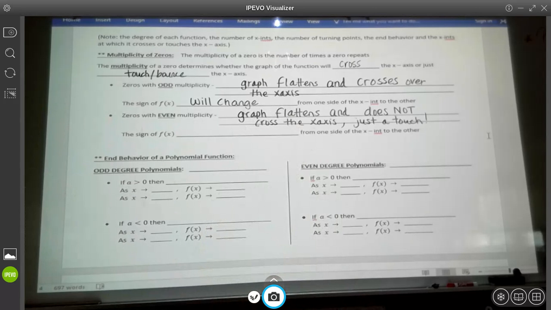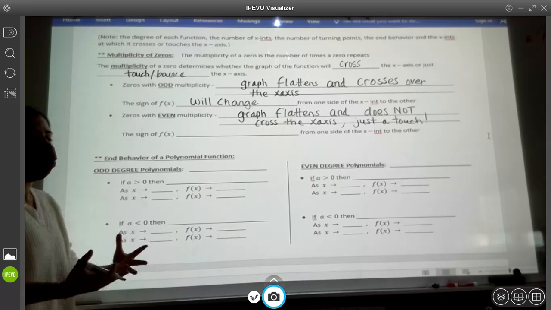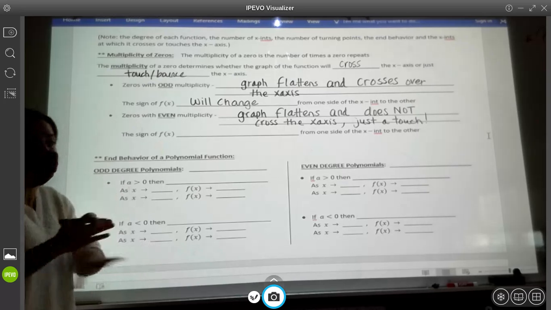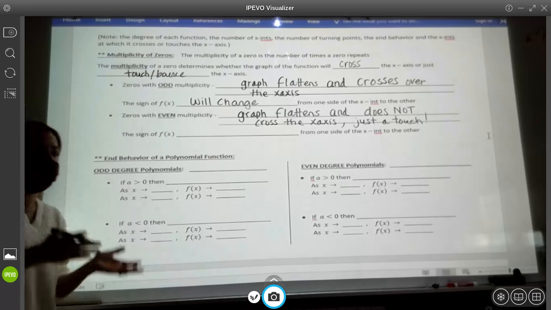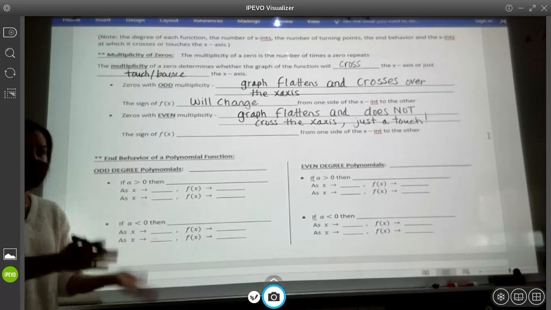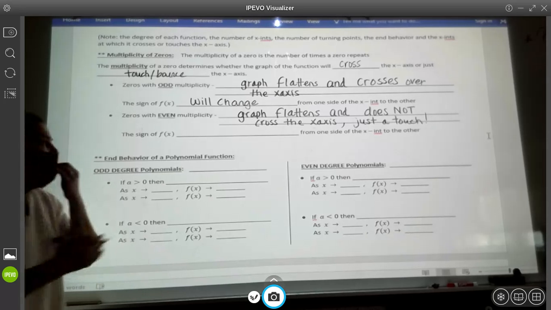So now, if it's just going to touch the x-axis, that means the sign of f of x, the y-coordinate, doesn't change. It was negative, it'll stay negative. It was positive, it'll stay positive on either side of that x-intercept.